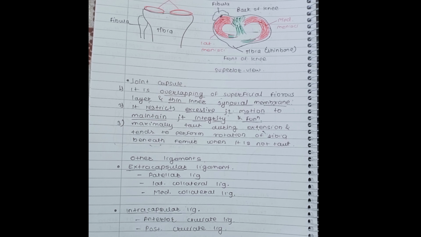The next is the joint capsule. It is the overlapping of a superficial fibrous layer and a thin inner synovial membrane. It restricts the excessive joint motion and maintains the joint integrity and function. Now comes the ligaments, extracapsular and intracapsular. In extracapsular, there are the patellar ligament and the lateral and medial collateral ligaments, which are present laterally and medially to the knee joint, and in intracapsular, there are the anterior cruciate ligament and the posterior cruciate ligament.